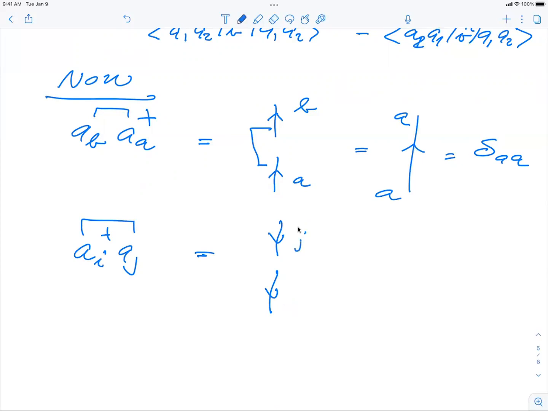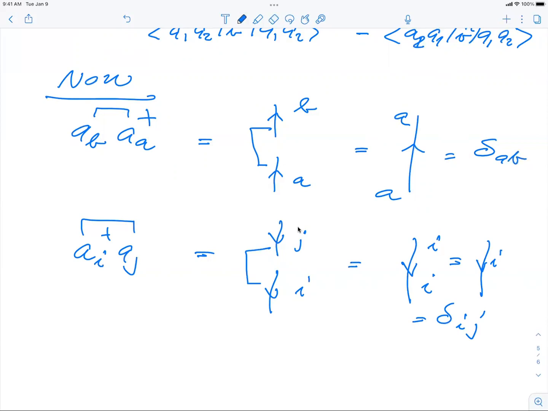So this would be a J, and this is an I. And we know that this one is given by a line like this, where we have an I, or simply just a line with an I. And this is also the same as a delta IJ here. Actually, this is delta AB here.